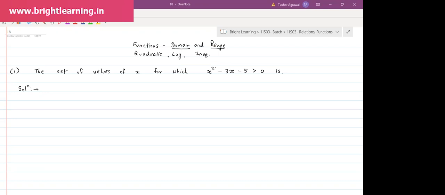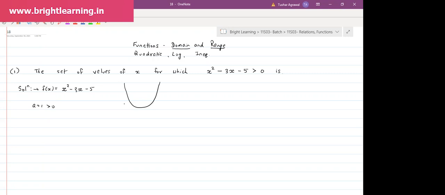Now, x square minus 3x minus 5. If we just analyze this function, I know that the graph of this function is a U shape, an upward facing U, since a is equal to 1, which is greater than 0. Now you are telling, sir, the upward facing U should be greater than 0. For which values of x is it greater than 0?